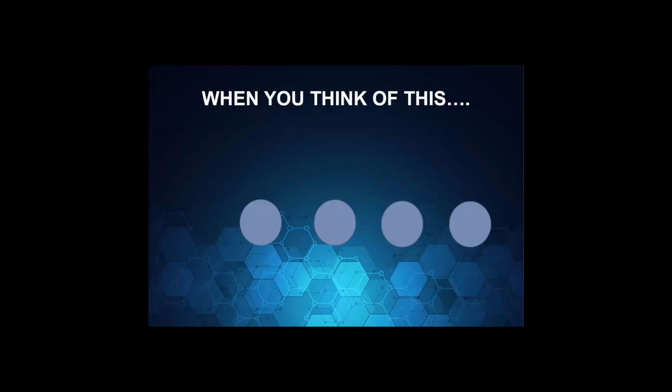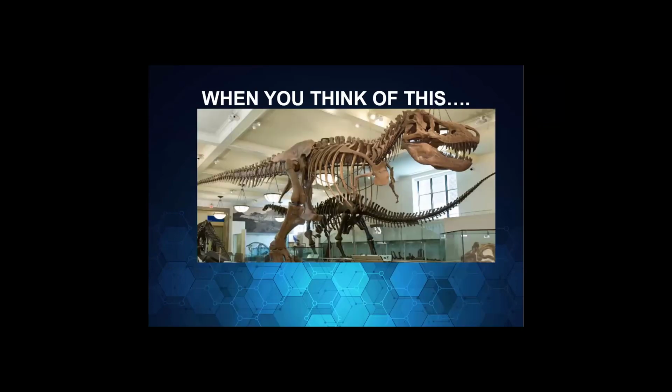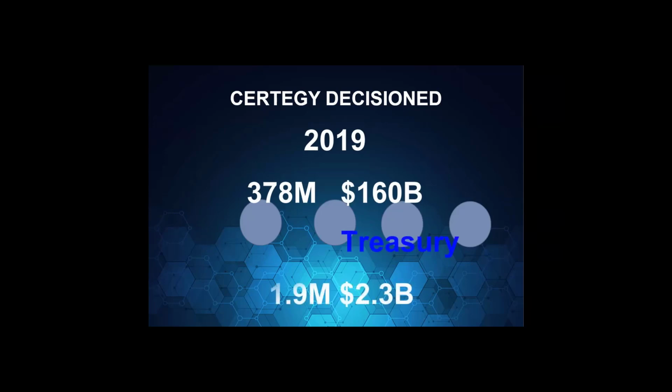So who is Certity? Well, when you think of this, you probably think of the dinosaur of the payment industry. You probably think checks should be in a museum. Well, in 2019, Certity decisioned 378 million checks worth $160 billion. And during the pandemic, the US Treasury released stimulus checks. This year, we cashed 1.9 million for $2.3 billion for people. So it's a pretty significant payment instrument here.